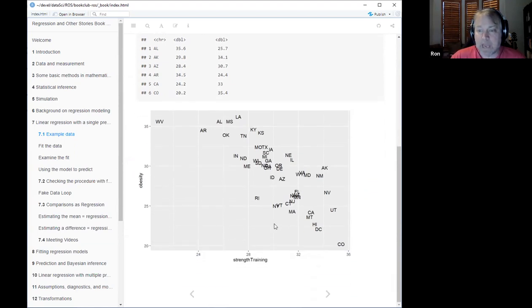But this is like the scatter plot for it. I hid the R code that generates this, but it's pretty straightforward. Here's all the states. You can see there does seem to be a really negative relationship between the amount of strength training that's done in that state versus the percentage of obesity. Not saying that one of these necessarily predicts the other, but they at least have some kind of relationship. It certainly is believable that one might predict the other, but that's the data we're going to use.